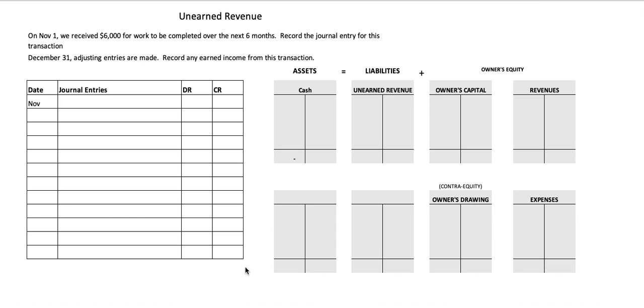Today we're going to talk about unearned revenue. Let's suppose that on November 1st we receive $6,000 for work to be completed over the next 6 months. Record the journal entry for this transaction.